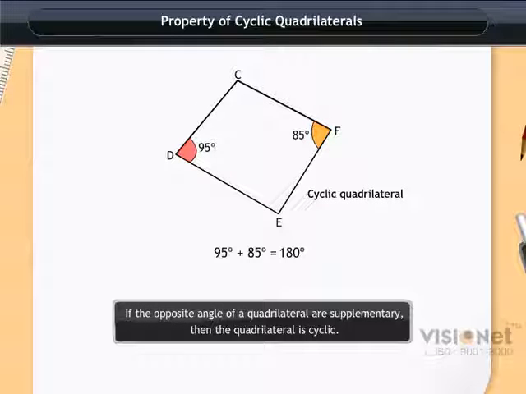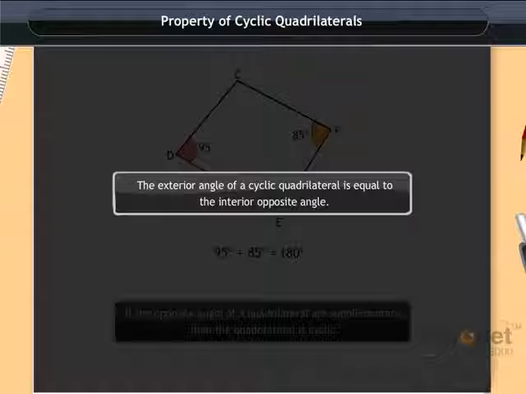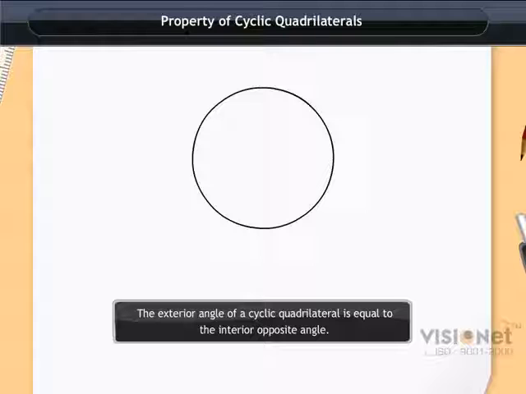Now we discuss the second property of a cyclic quadrilateral, which states that the exterior angle of a cyclic quadrilateral is equal to the interior opposite angle. So in order to understand this property, let us draw a cyclic quadrilateral ABCD as shown.